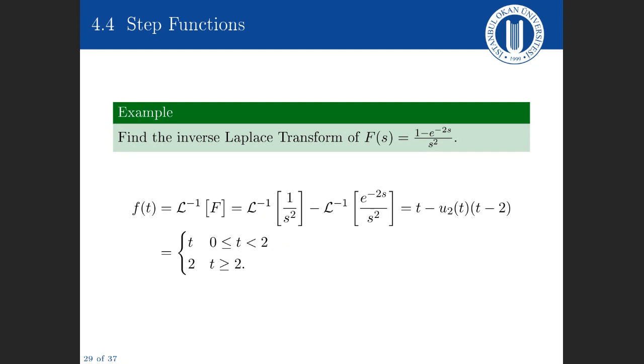The inverse Laplace transform of 1 over s squared, that's easy. You know that's just t. Let's look at the second one. We have an inverse Laplace transform of an exponential function multiplied by another function. We're going to have a unit step function multiplied by something. Because there's a 2 here, it's going to be u_2. And then we're interested in the inverse Laplace transform of 1 over s squared, but we're going to calculate this function at t minus 2. The inverse Laplace transform of 1 over s squared is just t, so we're calculating the function t at t minus 2. So we just get t minus 2.